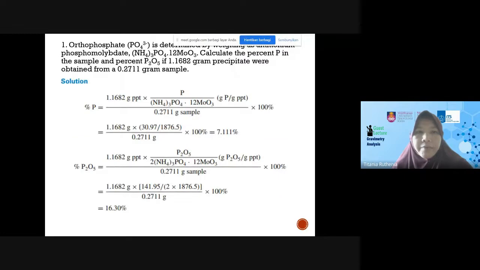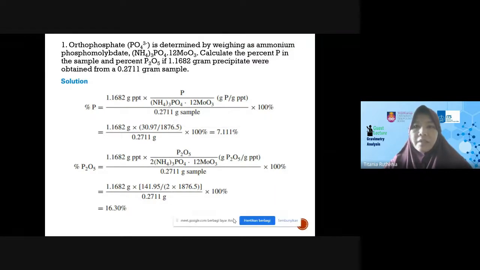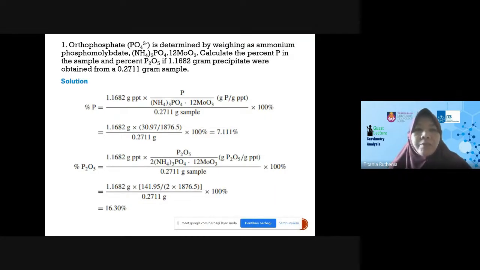So these are example problems. We have orthophosphate, PO4 3-, determined by weighing ammonium phosphomolybdate, (NH4)3PO4·12MoO3. Calculate the percent of P in the sample and the percent P2O5 if 1.1682 gram of precipitate were obtained from a 0.2711 gram sample.